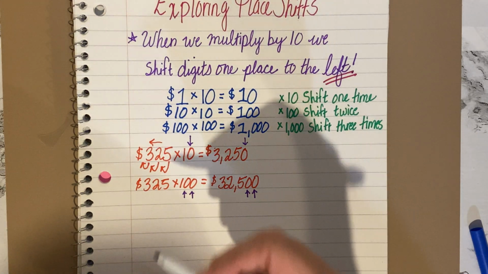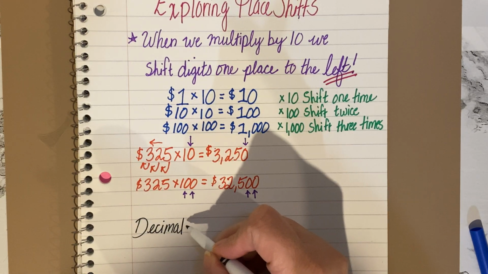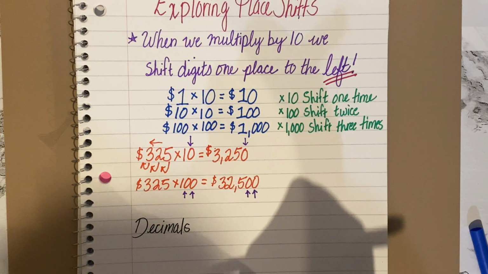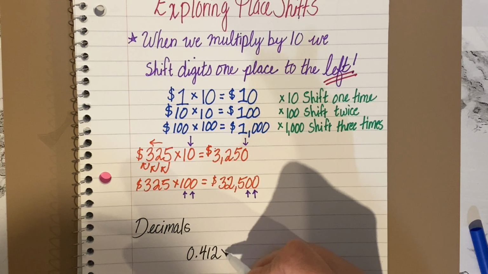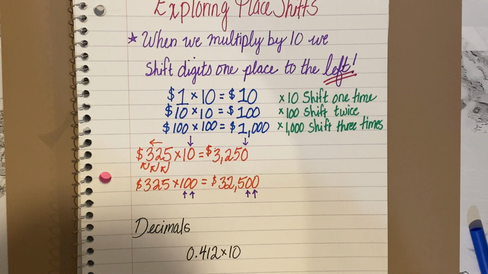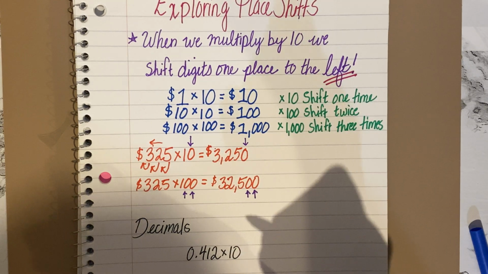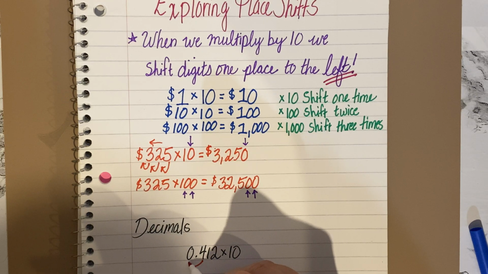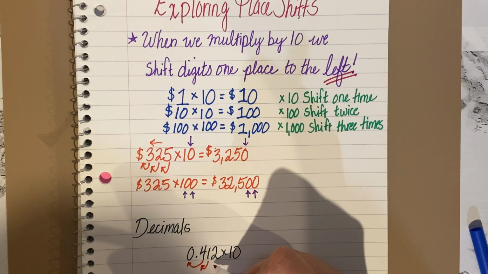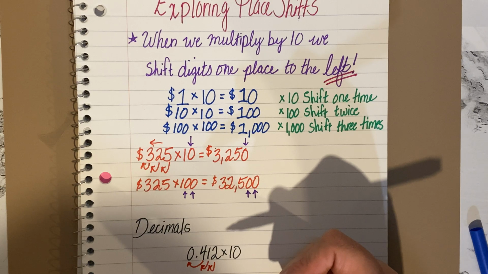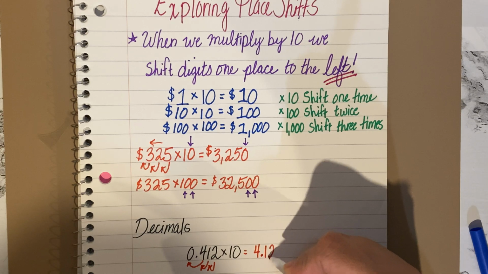Now, decimals also shift the same way, and it's not the decimal that shifts, it's the digits that shift around the decimal. So let's say, for example, we have 412 thousandths. If we multiply that by 10, every digit is going to shift 1 time to the left, because multiplying by 10, there's 1 zero. So my 4 is actually going to pop onto the other side of the decimal. My 1 is going to come into my 10ths place, and my 2 is going to come into my 100ths place. So 4 and 12 hundredths.